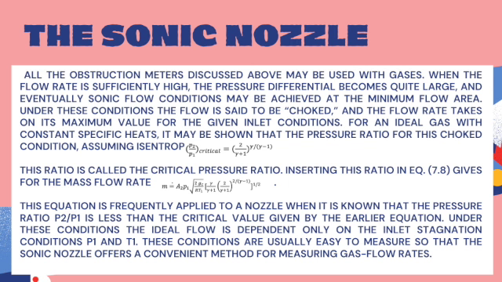This ratio is called the critical pressure ratio. Inserting this ratio in equation 7.8 gives us the mass flow rate as the equation formed there. So basically, it's the equation of 7.8 plus the equation of isentropic flow. So we unite them to make one.